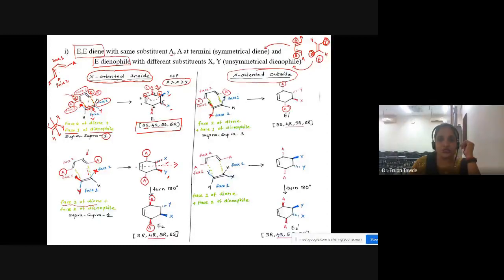अब ये जो हाइड्रोजन है, ये हाइड्रोजन कहाँ पे जाएगा? Below. If that hydrogen is going below, x will come up. Above. Okay, so x is coming up. And now we can see y is inside, right? Y is inside, so that will go below the plane.